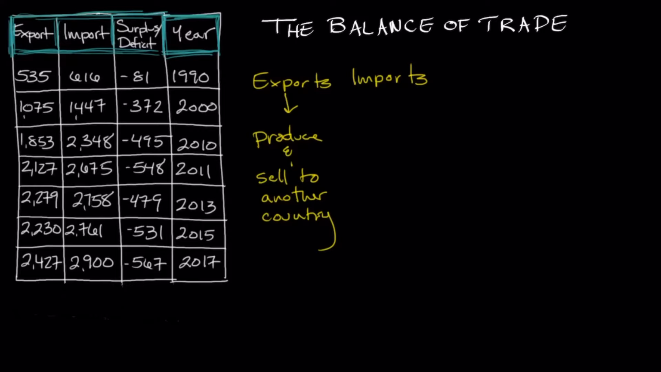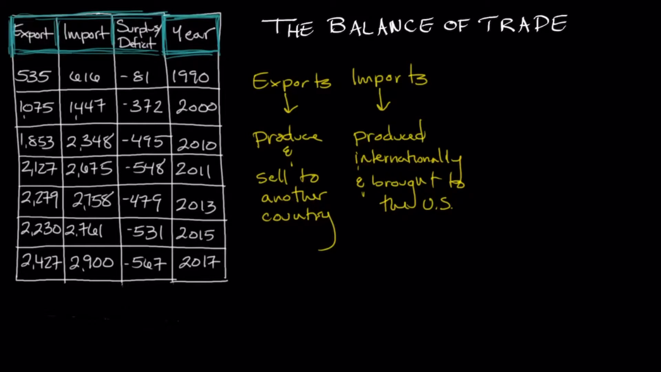Now, the difference, of course, is that we have imports as well. Imports are things that we purchase. They are produced internationally, and we actually bring them into the U.S. for consumption. Now, in the U.S., we import quite a bit, but we also do export as well. On the surface, this doesn't really seem like that big of a deal, right? So we create things and we ship them overseas, but then we also buy other things, and does it really make a whole lot of difference?